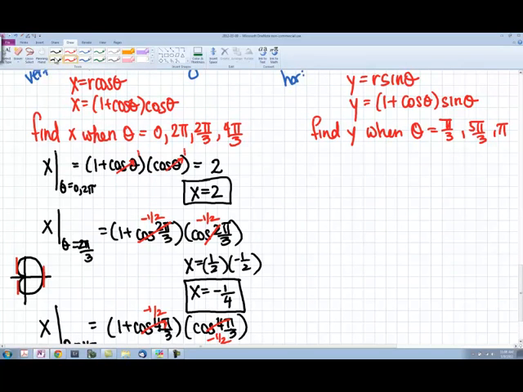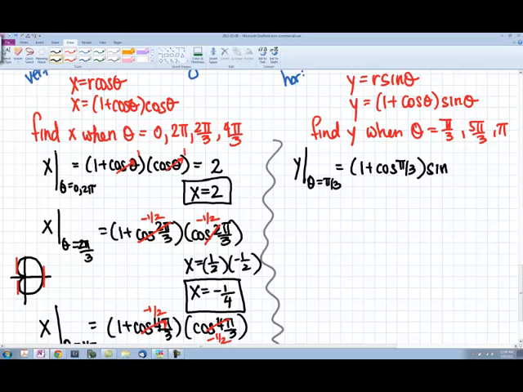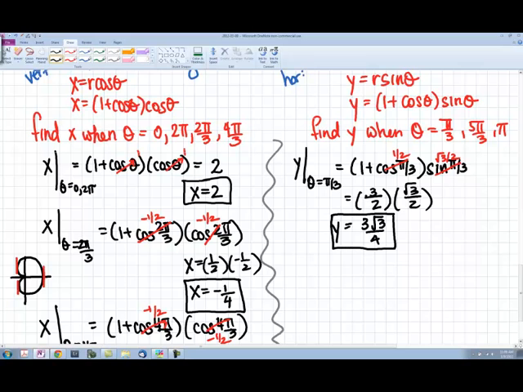So we're going to finish this up and look for the horizontal tangent lines, and that's going to be y equals 2. So we have to evaluate y when theta equals pi over 3. That's 1 plus cosine pi over 3 times sine pi over 3. Cosine pi over 3 is 1/2, and sine pi over 3 is radical 3 over 2. So I end up with 3/2 times radical 3 over 2. So y equals 3 rad 3 over 4. That is one horizontal tangent line.